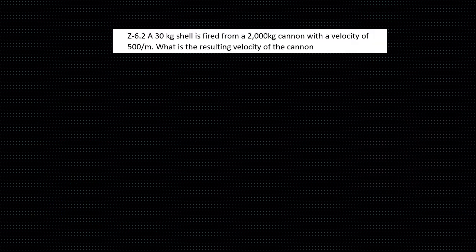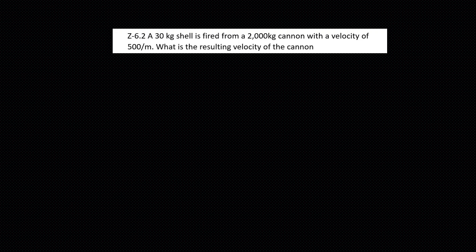Okay, one last problem on momentum and conservation laws. We will end this chapter. A 30 kilogram shell is fired from a cannon of 2,000 kg with a velocity of 500 meters per second. That's a cannonball, very fast. What's the resulting velocity of the cannon?